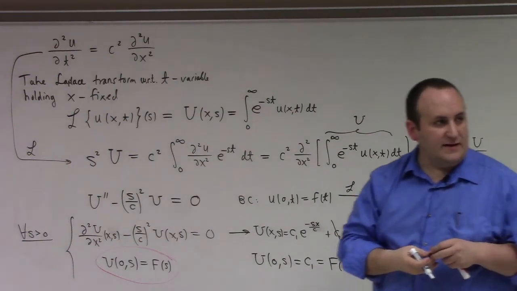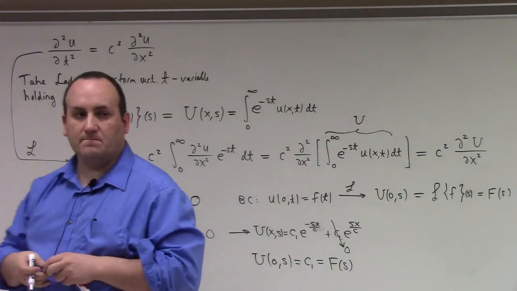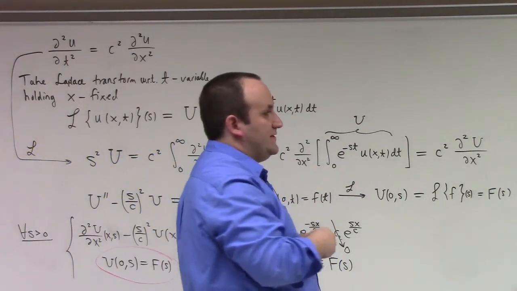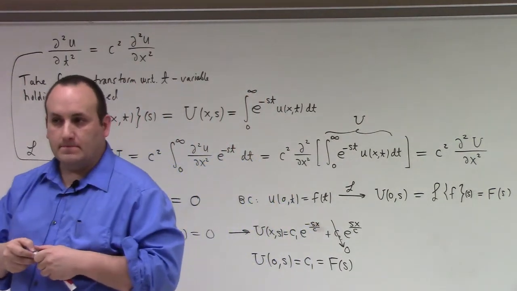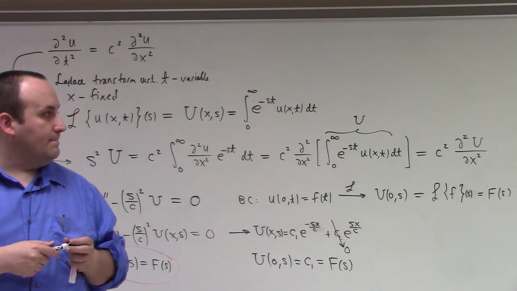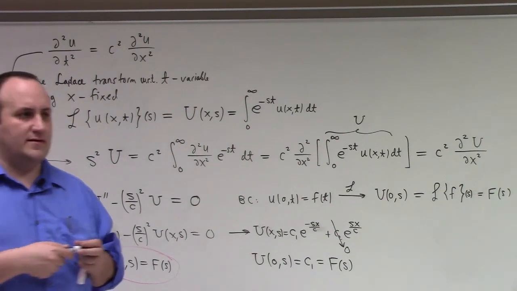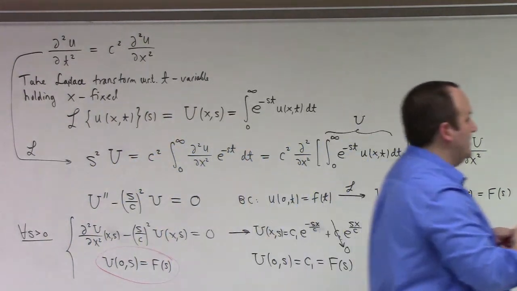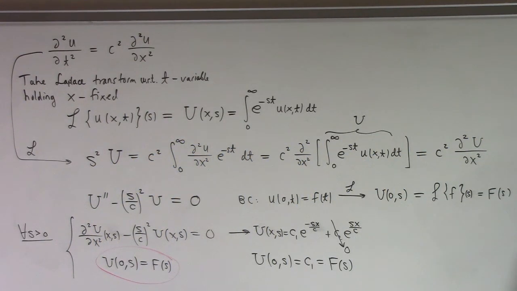So to solve this problem, I need to get back to the time domain. We have a product of two things. What's the inverse Laplace transform of big F? It's little f. I was about to say I need convolution here, but that's nonsense. We don't need convolution. We've got a theorem for this one. The inverse Laplace transform of this, u of x, t, is equal to f of t minus, what, s over c.